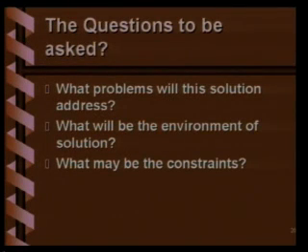In addition, some more questions can be: what problems will this solution address? What will be the environment of the solution? What may be the constraints? So basically you are trying to identify the problem to a very great extent by asking various questions to the right kind of users. So probably you have to find out the right kind of users too. Otherwise, you won't be able to find the right kind of answers to your questions. Okay.